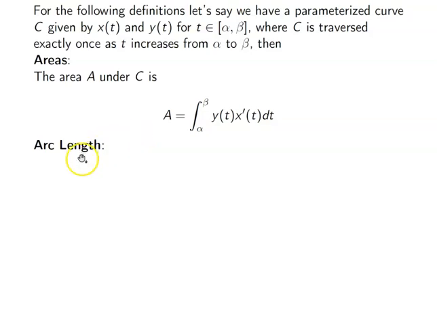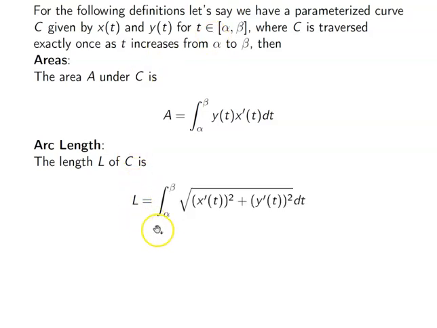Okay. Same thing for arc length. The length L of our curve C is given by the integral from alpha to beta, square root of x prime squared plus y prime squared. Okay, and again, this just falls out from parameterizing the formula for area, right? This is basically what happens when we parameterize our function.